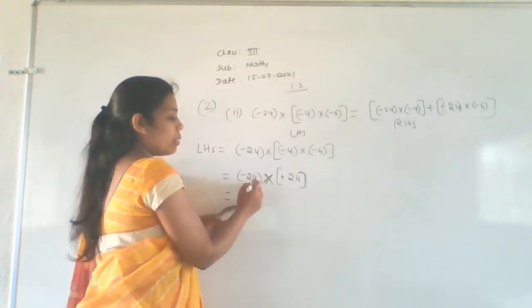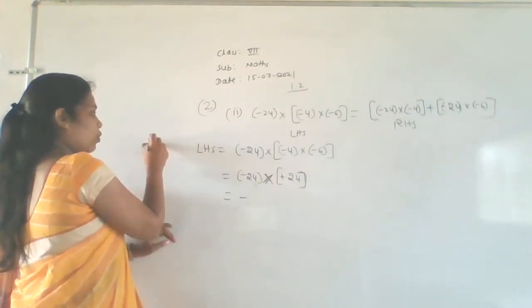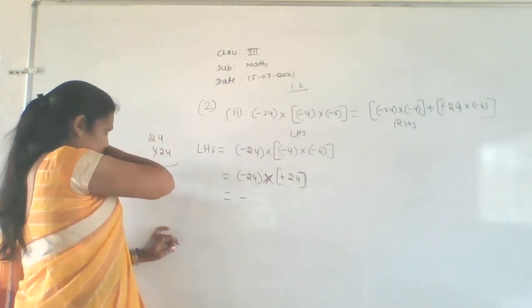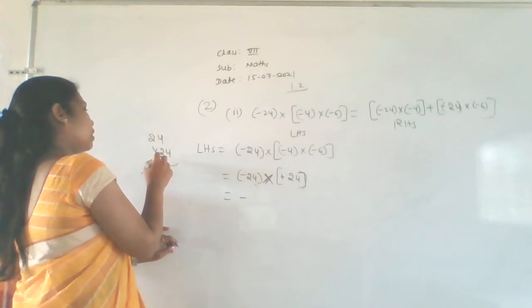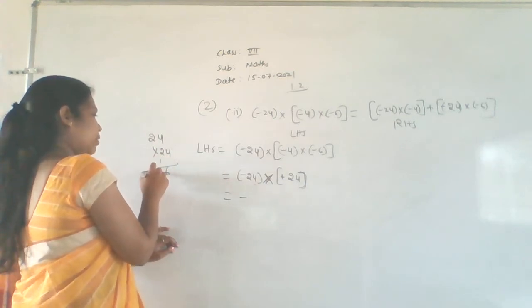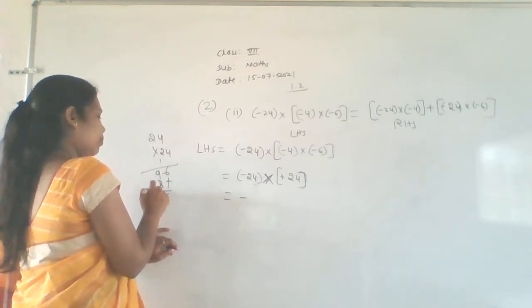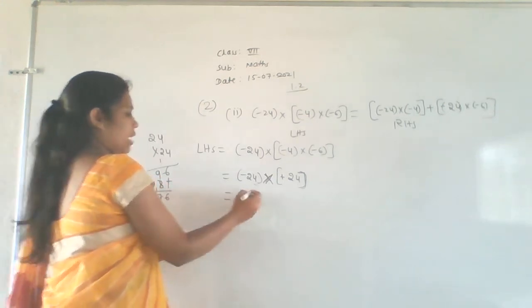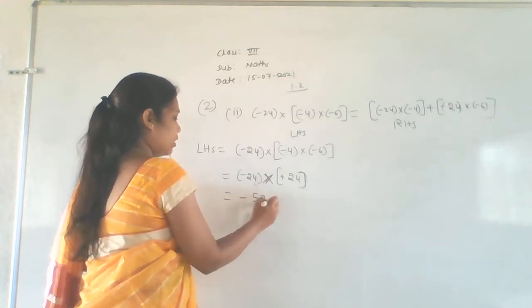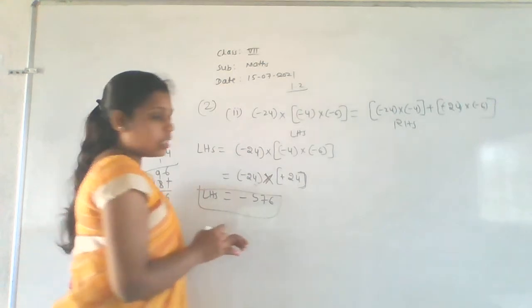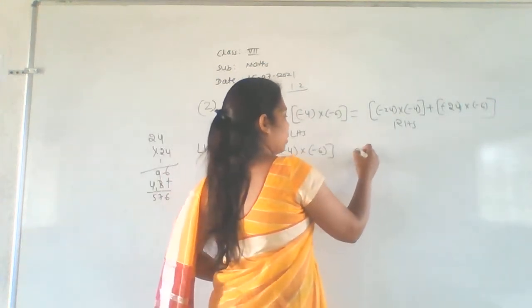Now multiply the numbers, 24 into 24. What is the value of 24 into 24? Okay, 4 fours are 16, 4 twos are 8, 9, same thing. 2 fours are 8, 2 twos are 4. Okay. So 576, minus 576 we got. So LHS is minus 576. Now do the RHS here.